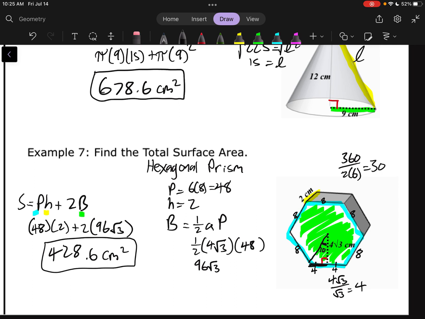Okay, that was a good one. So that is a perfect example of how, depending on the type of prism or the type of pyramid, you might have to do a little bit more work to find that area of the base.